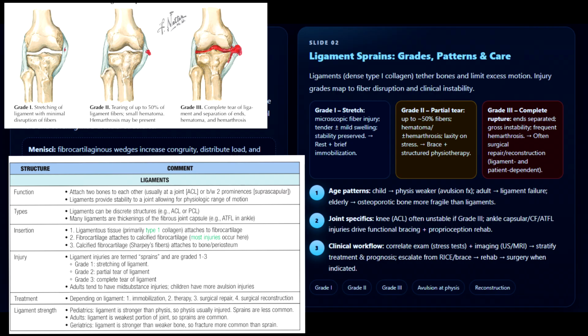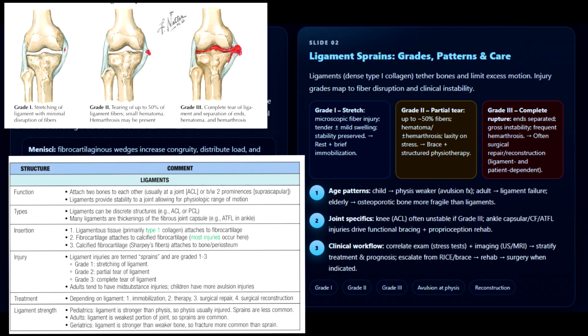In grade 1 sprains, shown on the left, the ligament fibers are stretched but not torn. The collagen bundles may show microscopic disruption, but macroscopically, the ligament remains intact. Clinically, patients present with tenderness and mild swelling, but the joint retains stability. This is common in minor ankle injuries.